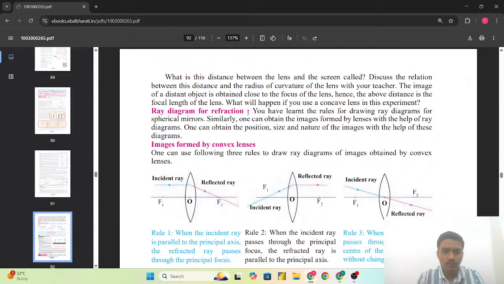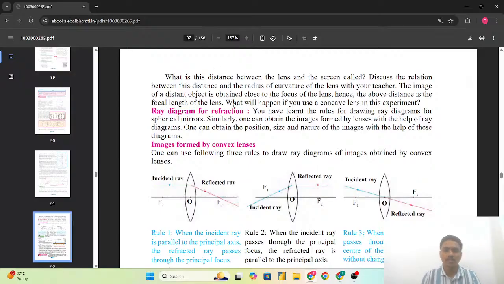So, ray diagram for refraction. We have seen the ray diagrams for reflection in class 9th. This year in class 10th, the ray diagrams for refraction are there. You have learned the rules for drawing ray diagrams for spherical mirrors. Similarly, one can obtain the images formed by lenses with the help of ray diagrams.